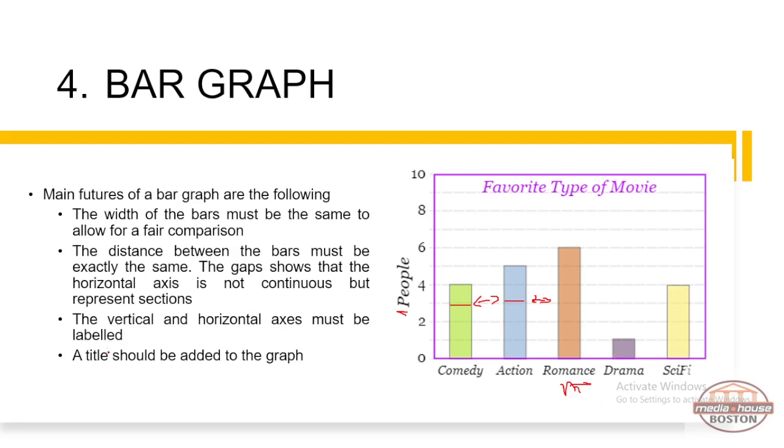And it also says that a title should be added to the graph, to show what type of information is being presented within this graph. So these are the main features of a bar graph. It doesn't have much.